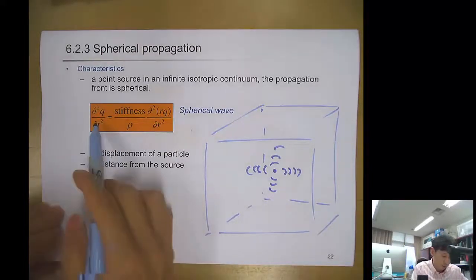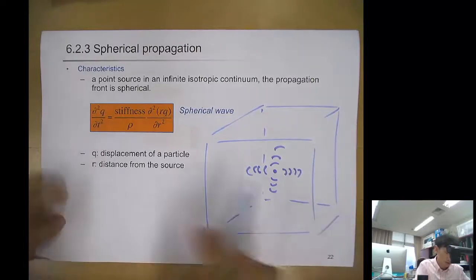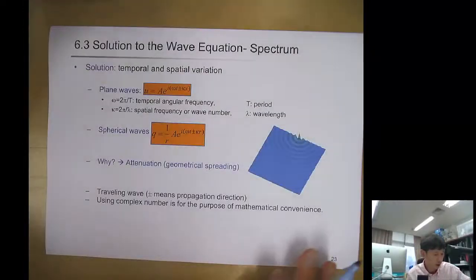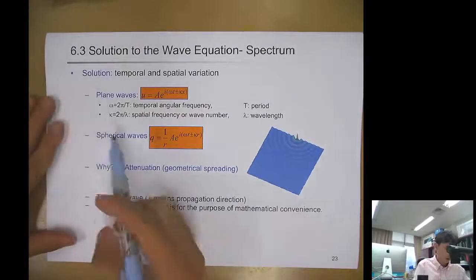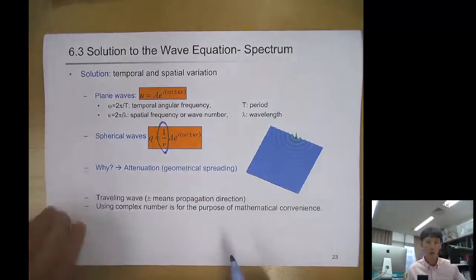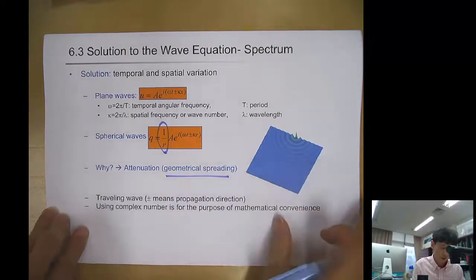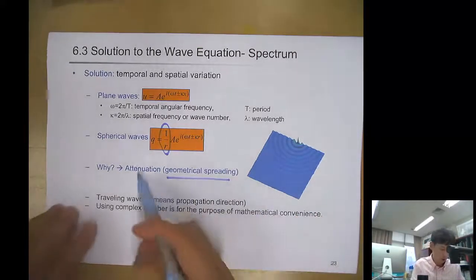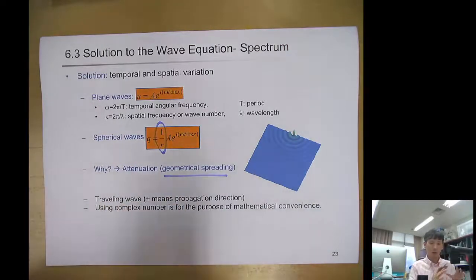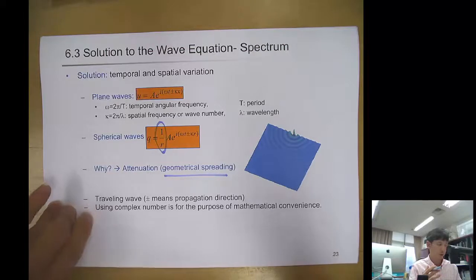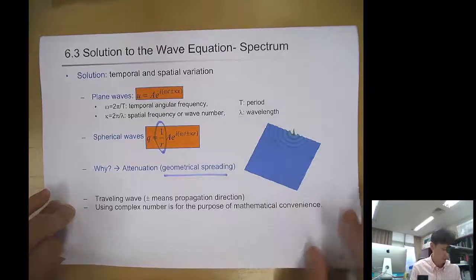So then the displacement of a particle can be expressed with this equation. Then the difference between the plane wave and a spherical wave is that you have this term 1 over r. That's because of the geometric spreading. So in a plane wave, it moves at the same time, like a body wave. But in a spherical wave, it's going to spread spherically with the spherical front, so that the energy dissipates and energy decreases with the propagation.